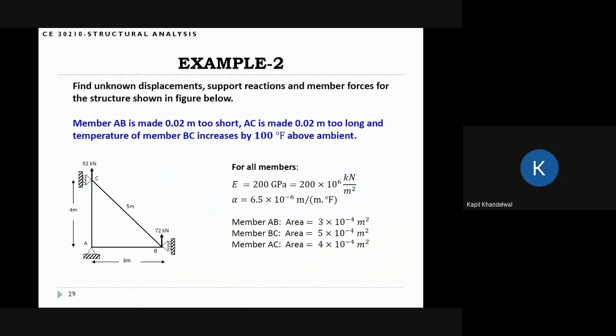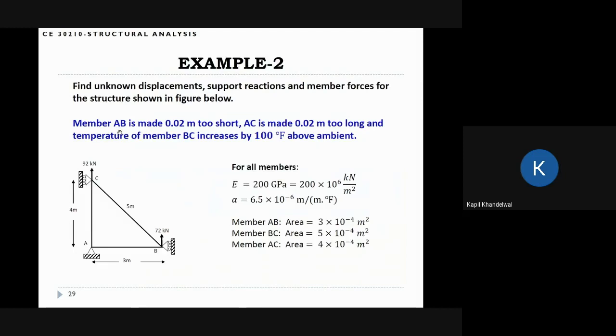So again, I want to go through one of the examples that we have considered earlier in class. I again want to go through this example because I think it has all the important ingredients that you want to remember for the exam. So this is a truss structure with 3 members.